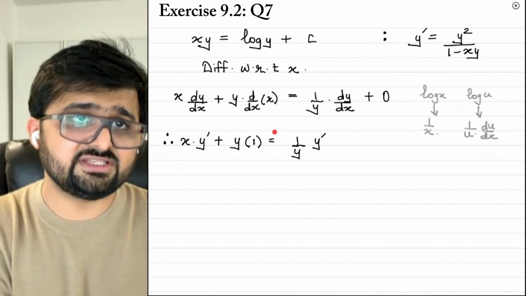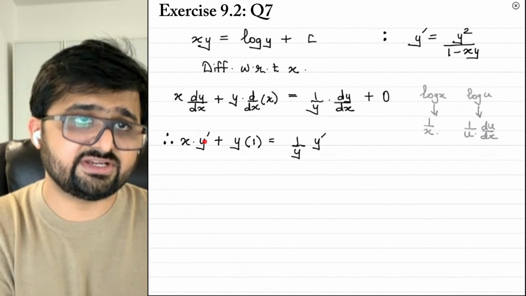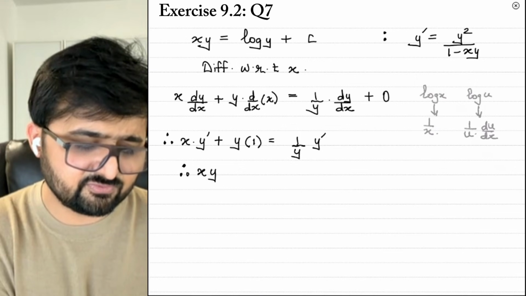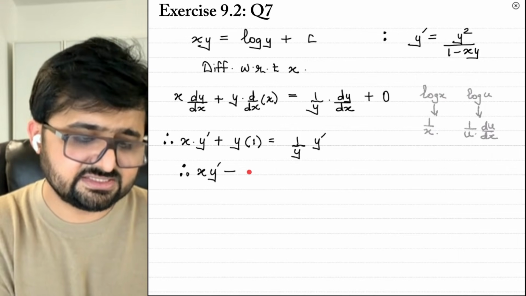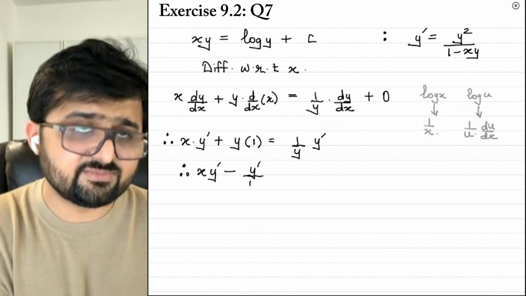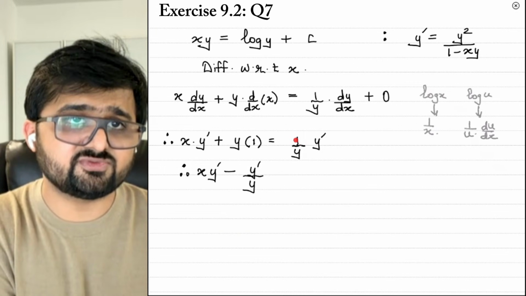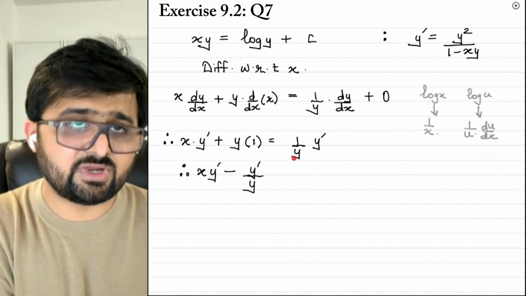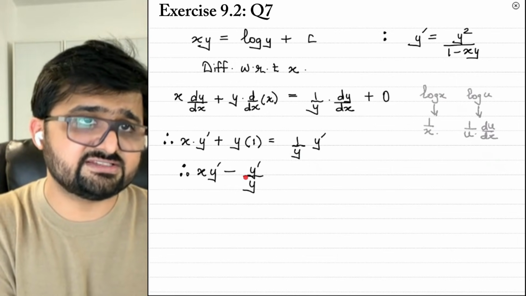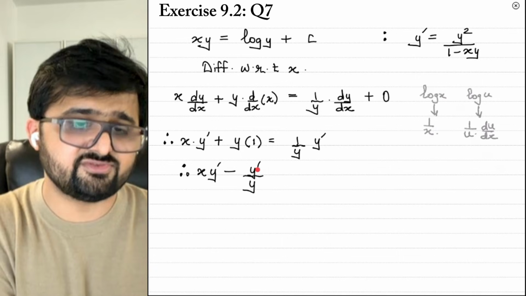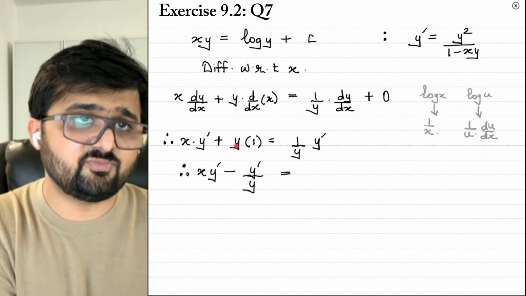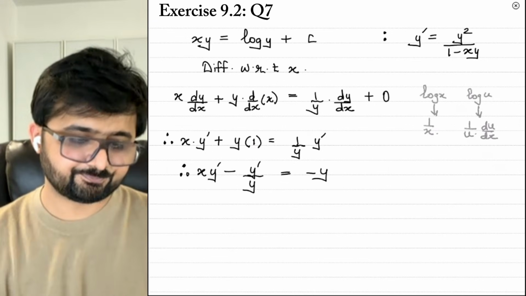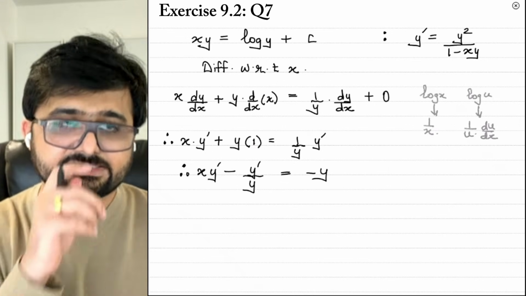So bring this term on the left hand side along with this y dash. We get x y dash minus y dash divided by y, because this y dash times 1 over y is y dash divided by y, and bringing it to the left hand side gives minus y dash divided by y. Now bring this y on the right hand side, so we get minus y. I hope that makes sense so far.